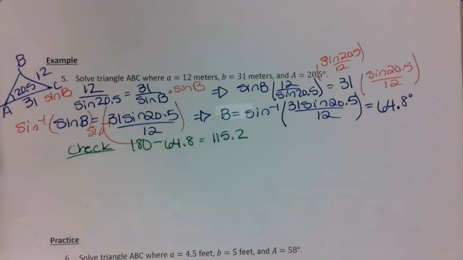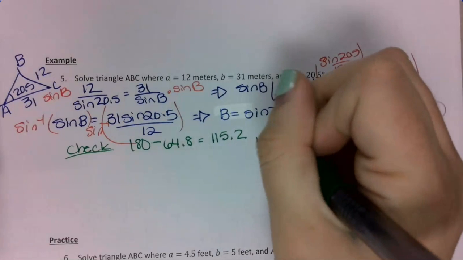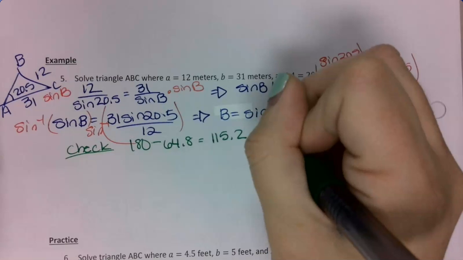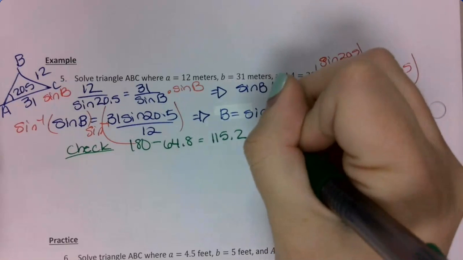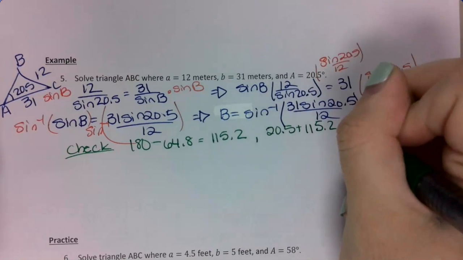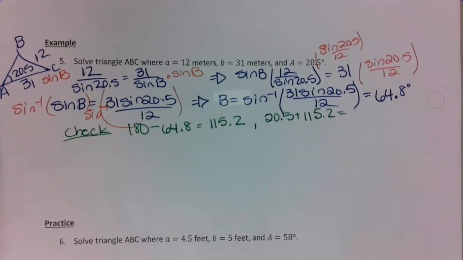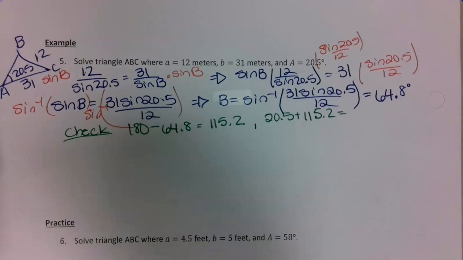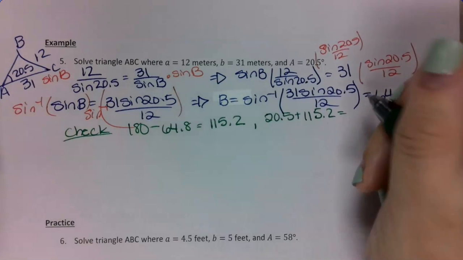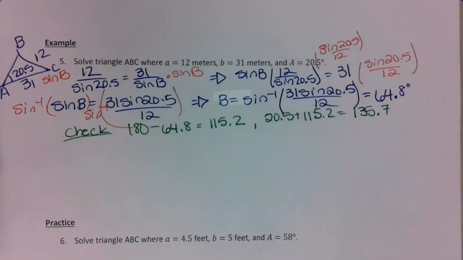Oh, so now that I have this 115.2, I need to make sure that these will make a triangle. So my original angle I was given was 20.5. So 20.5 plus 115.2 gives me what? Okay. Is that less than 180? Yes. So I will have two triangles.